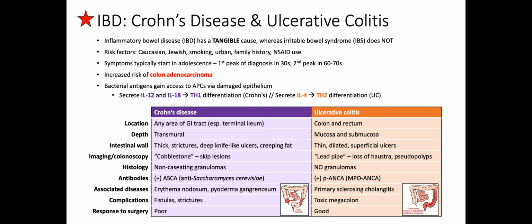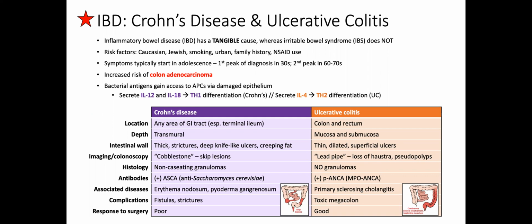Symptoms usually start young, but the peak diagnosis is in the 30s, and then there's another peak at around 60 to 70. It's important to know about IBD, not just because it's on your exams, but these can be really terrible, hard diseases to deal with as the patient and for your patients. It also puts them at an increased risk of colon adenocarcinoma. So I would make sure that you know that it puts these patients at risk.